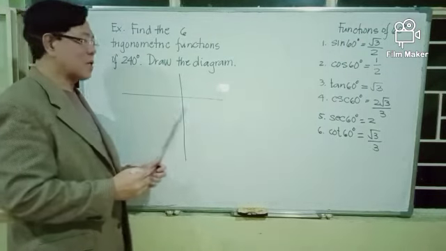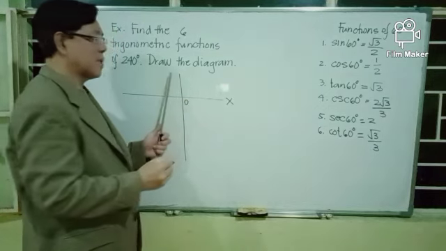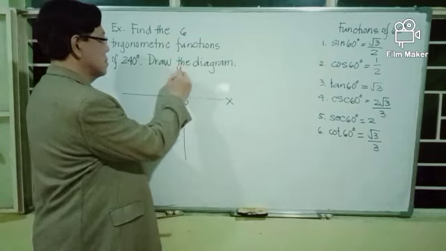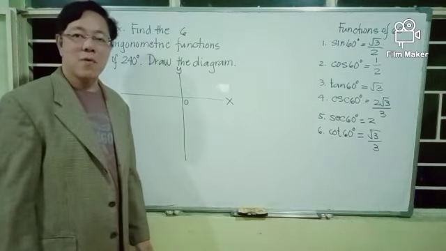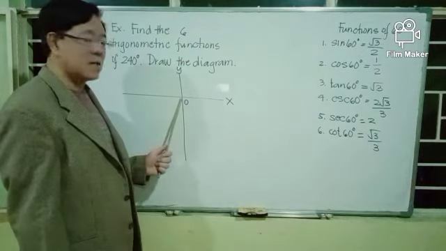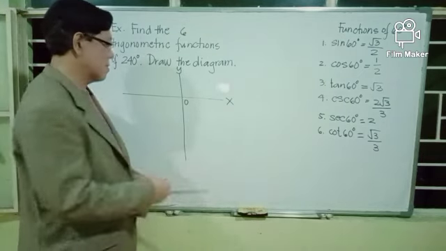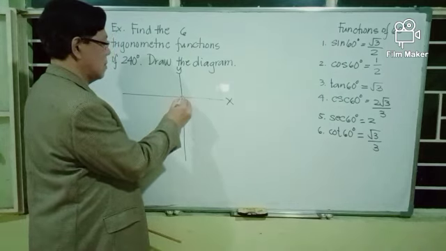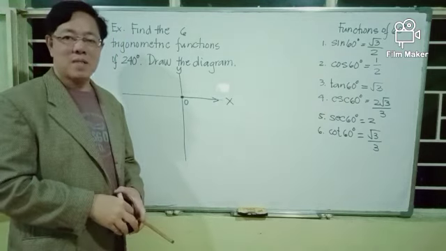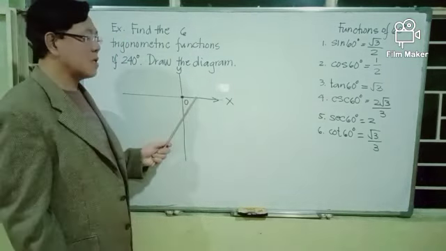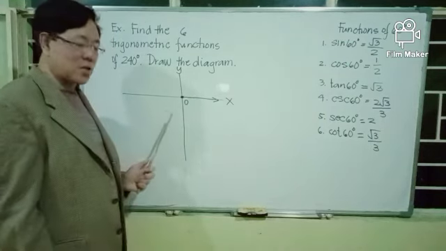In the Cartesian plane, we denote the horizontal axis by x, the vertical axis by y. And if we draw the angle 240 in standard position, its vertex is at the origin, and the initial side is on the positive side of the x-axis. Since 240 is a positive angle, we measure 240 from its initial side, or the positive x-axis, in counterclockwise direction.